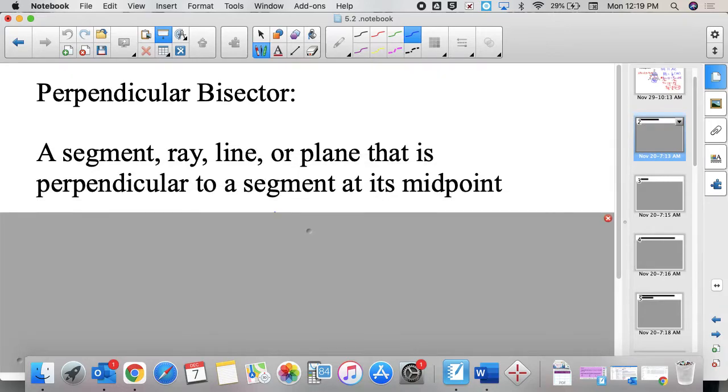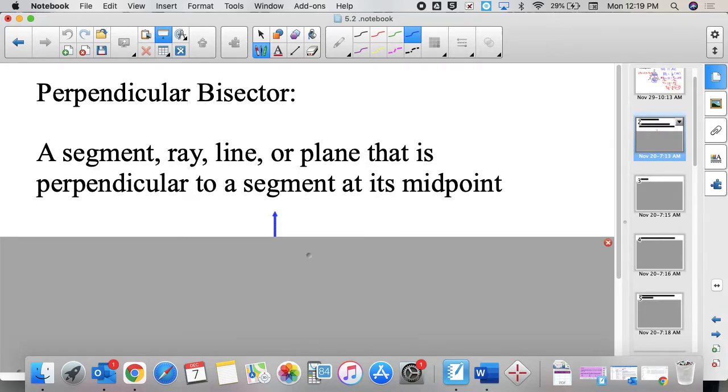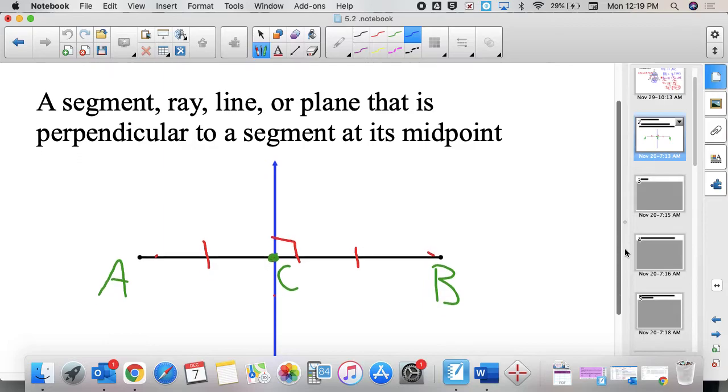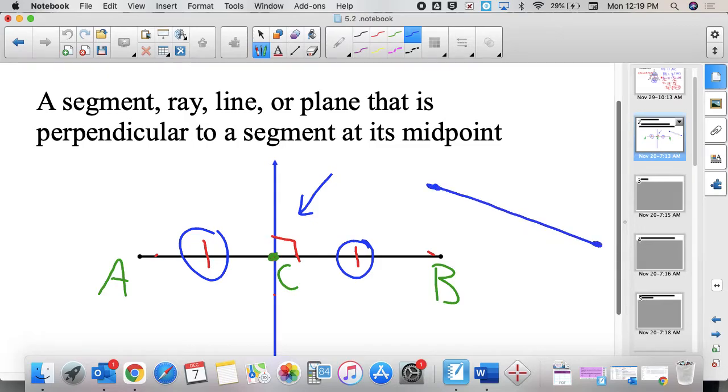So it is a segment, a ray, a line, or a plane that is perpendicular to a segment at its midpoint. So remember, to be a perpendicular bisector, we must be perpendicular to something. So we have our right angle, and we must cut it in half. So if I have some segment here, to have a perpendicular bisector to it, it must go through the middle of that segment, and it has to be perpendicular to it.